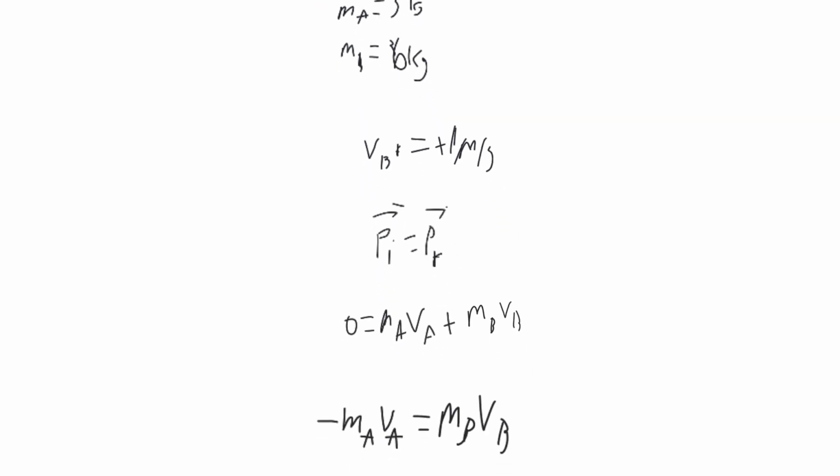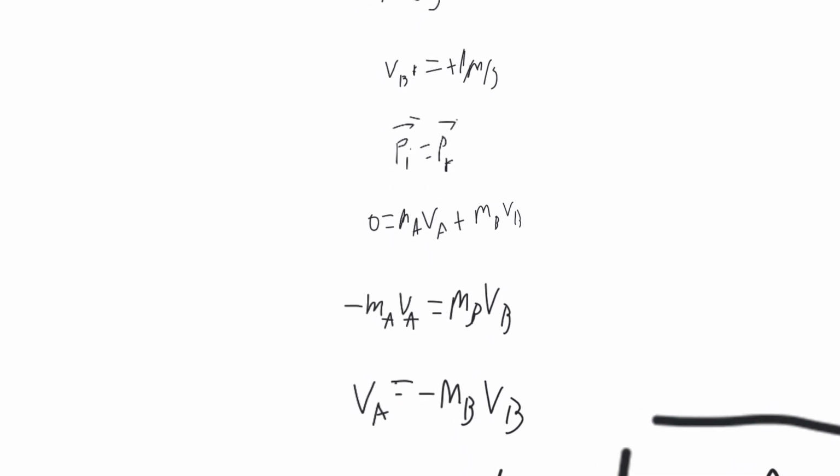So we have some given information. We know that the mass of A is 3 kilograms, the mass of B is 6 kilograms, and we also know that the velocity of B is going to be 1 meter per second. Something important, we're going to use the conservation of momentum. The momentum initial should be equal to the momentum final.